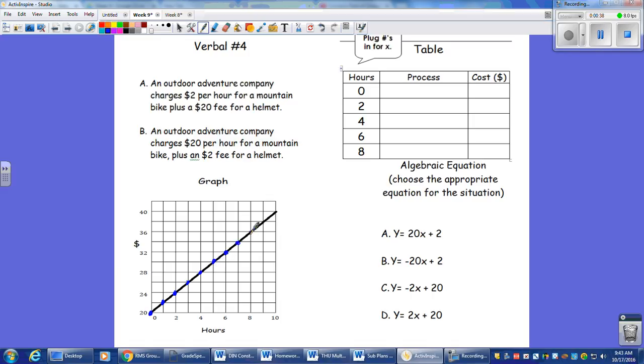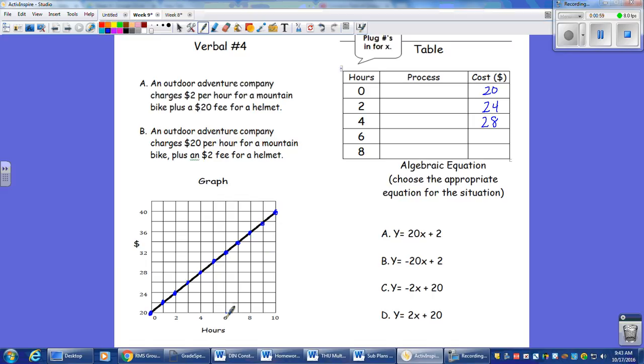So at 0 hours, we're actually paying $20. So I'm going to come over here and write 20. Then it says for 2, so I go over to 2 hours and I am actually paying $24. The next one, it's asking for 4, so I go over to 4 and I'm paying $28.